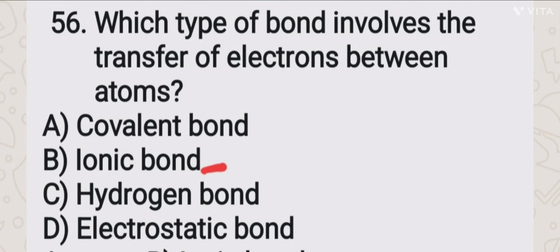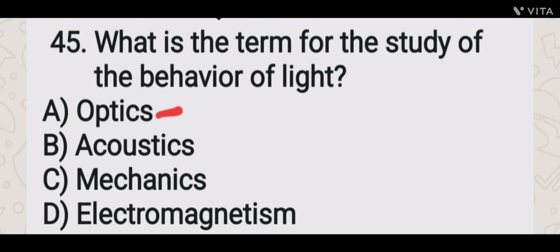Which type of bond involves the transfer of electron between atoms? Option B. Ionic bond. What is the term for the study of the behavior of light? Option A. Optics.